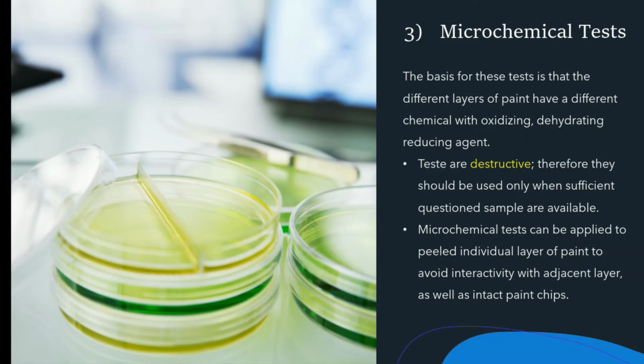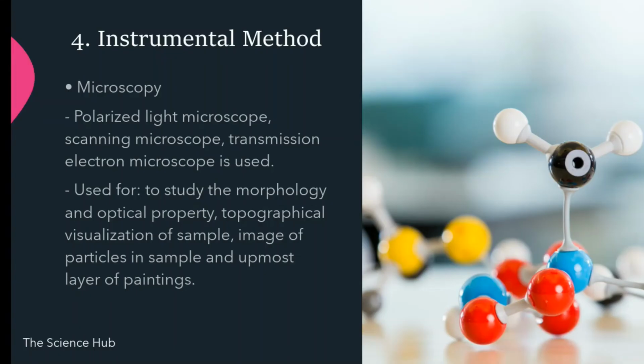The next is the microchemical test. The basis of this test is that the different layers of paint react differently with oxidizing, dehydrating and reducing agents. These tests are destructive, so they should be performed very carefully and only when we have sufficient sample. Microchemical tests can be applied to peeled individual layers of a paint to avoid interaction with adjacent layers, as well as to intact paint chips.